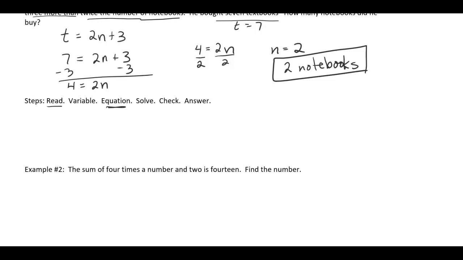Does it make sense? Like if I'd gotten -2, that wouldn't make any sense. You can't buy -2 textbooks, right? So we're looking for things like that, if our answer makes sense. Or if I'd gotten like 2.5, that wouldn't be right because you can't buy half a notebook. So check for those things. Check and see if your answer makes sense, you know. If you take the number of notebooks 2 and you double it and add 3, does that get you 7?